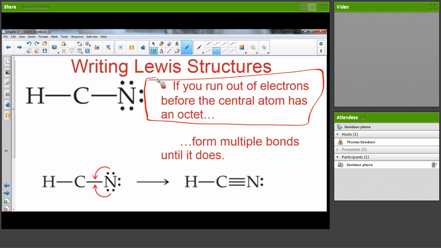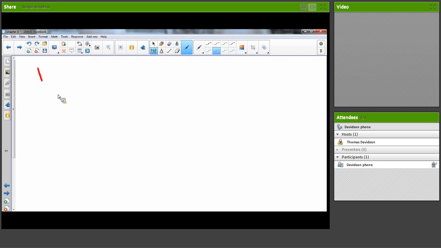All right. So if you just follow the steps with me on the next slide, hopefully this will make sense. And it probably already does anyway. But we have H, C, N. The steps would be to count the valence electrons. 1 plus carbon has 4 plus nitrogen has how many? 5. So this equals 10, correct?